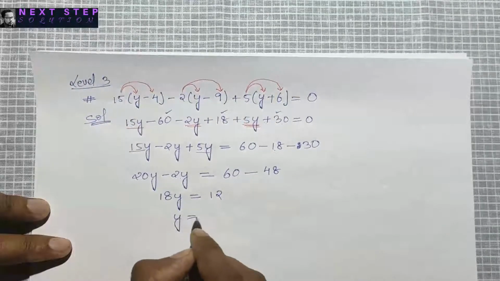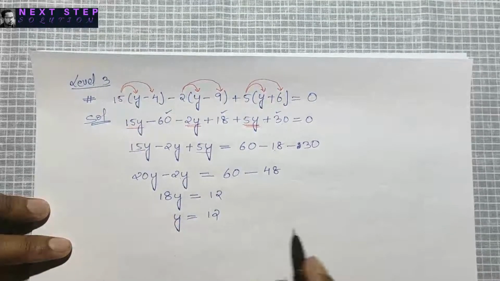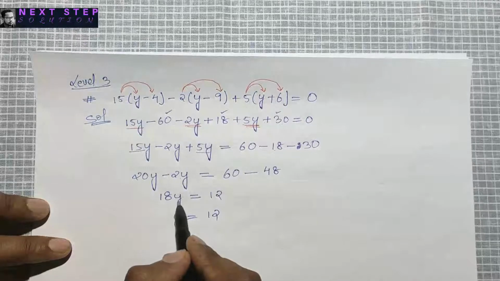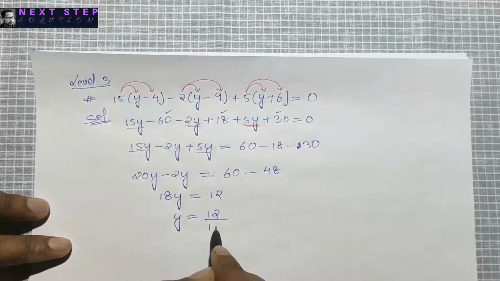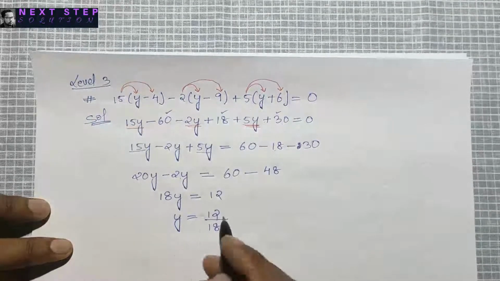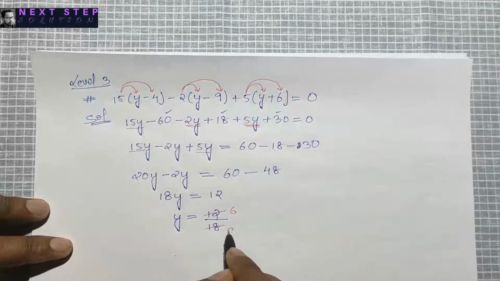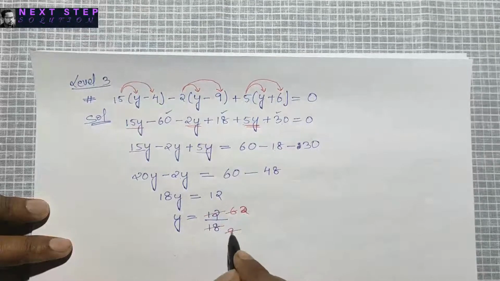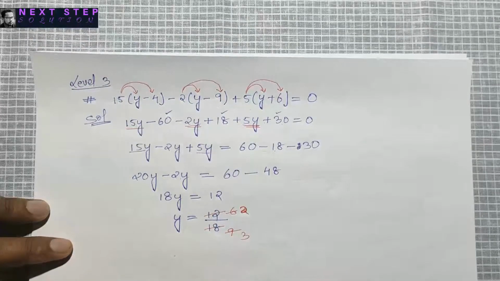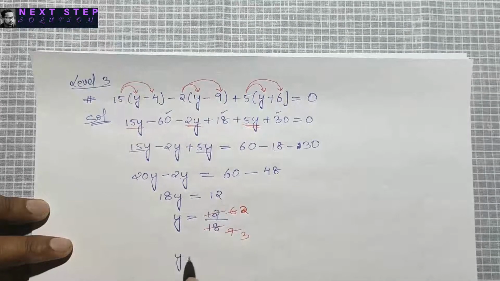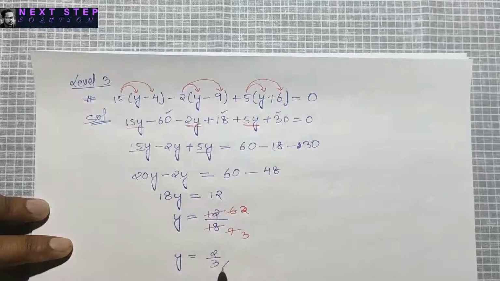Now y equals to 12 by 18. This 18 will move to the other side. The relation between 18 and y is multiply. If it comes to the other side, it will come as divide. Now cancel both the numbers. Both the numbers are divisible by 2. 2 6s are 12. 2 9s are 18. 3 2s are 6. 3 3s are 9. We got y equals to 2 by 3. This becomes the final answer.